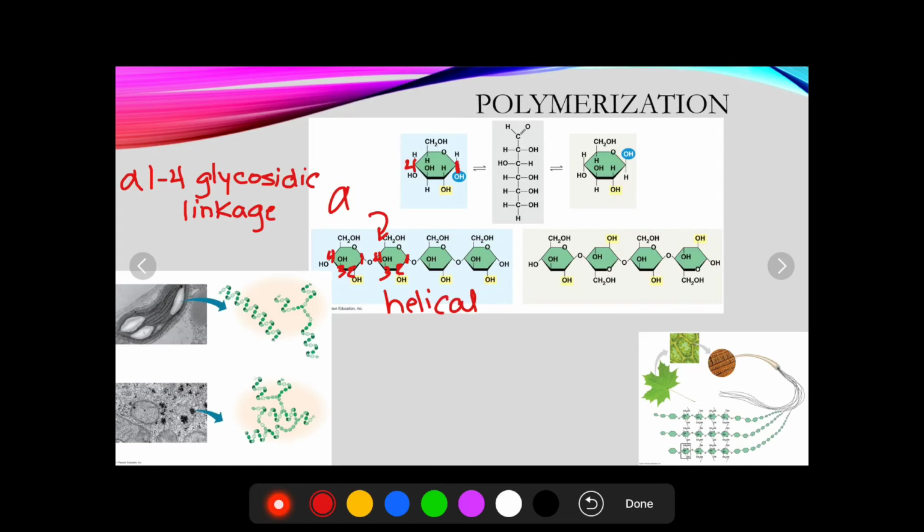Is the reason cellulose is so strong because it doesn't have that bond, like it's a different type of bond? It's still a 1,4, but it's a different type. Let me pop on that one.